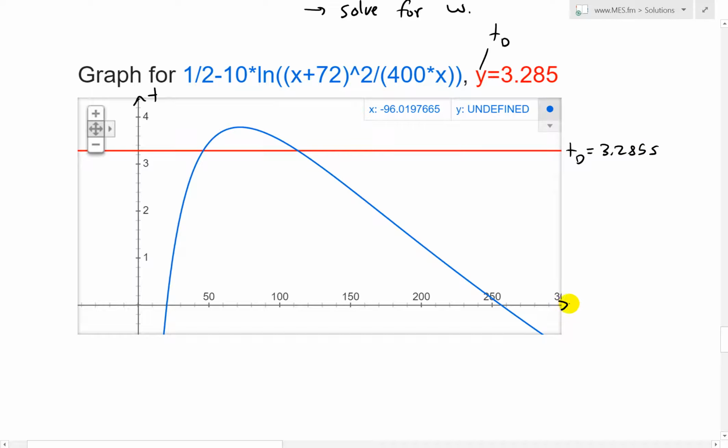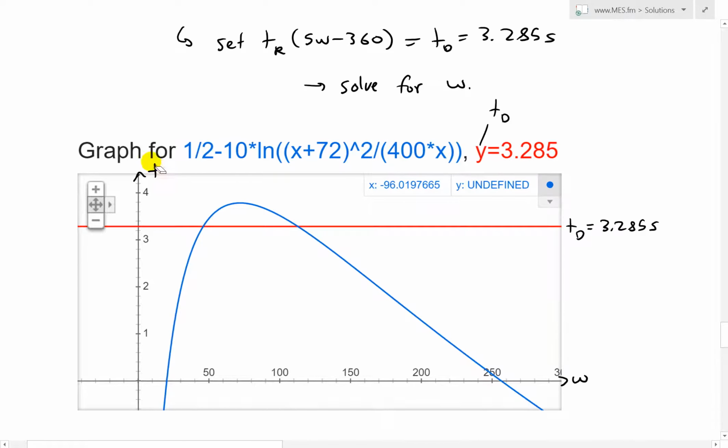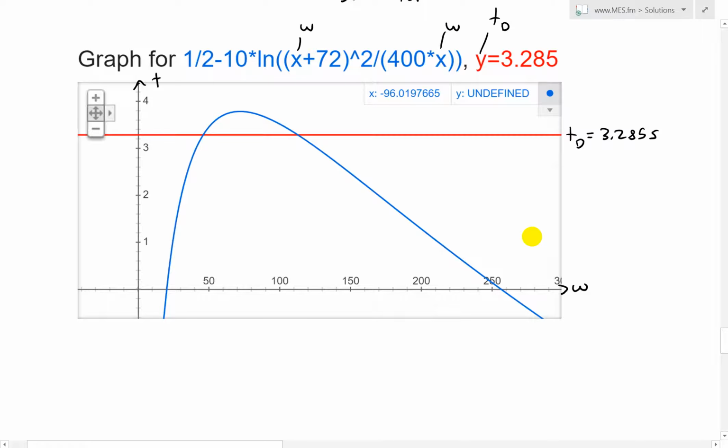And then this axis is our W. So that's our W right there. This is our time axis. And then whenever it says X, that's actually W. I just couldn't put W for some reason in the graphing calculator, and Google doesn't work.